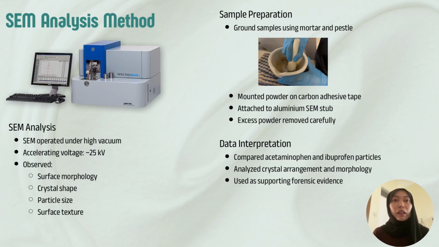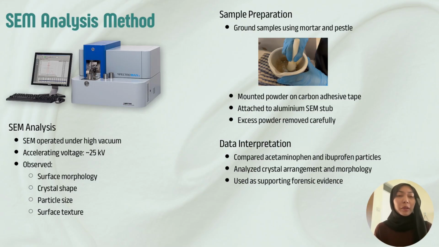Next is the SEM analysis method. Sample preparation is as follows: the sample is ground using a mortar and pestle, the powder is mounted on carbon adhesive tape and attached to an aluminum SEM stub, and then excess powder is removed carefully to produce a clearer microscopic image. For the SEM analysis, the system is operated under high vacuum at around 25 kV. Different magnifications were used to observe surface morphology, crystal shape, particle size, and surface texture.